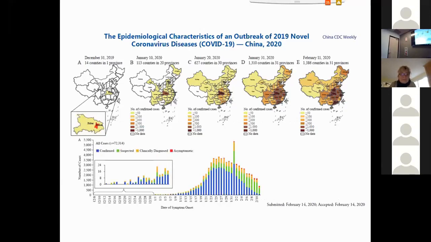And then on the bottom, this is just showing the epidemiologic curve. So the number of confirmed cases in blue, suspected cases in green, clinically diagnosed in orange, and then asymptomatic in red. And so you can see their epidemiologic curve.